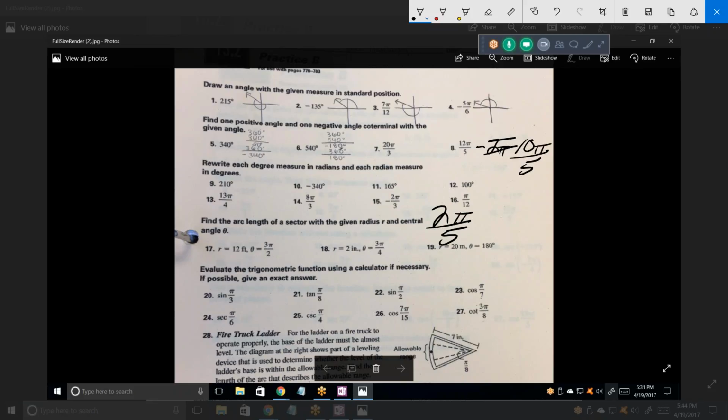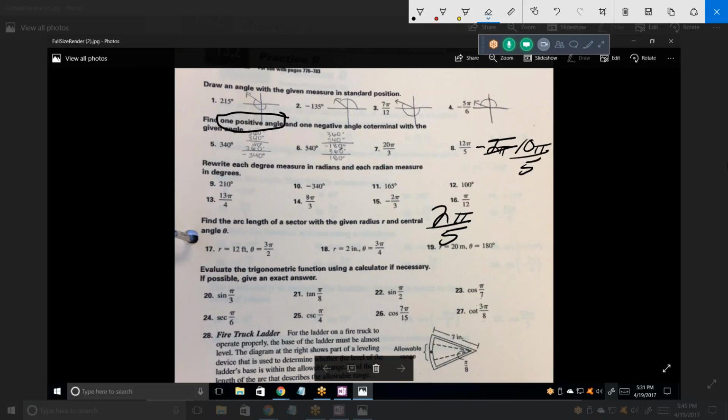Yes, it is. It's less than 2 pi. To be in the unit circle, you have to be between 0 and 2 pi. Okay? So there's a positive angle. That satisfies the one positive angle that's coterminal. Now, how am I going to get a negative angle?